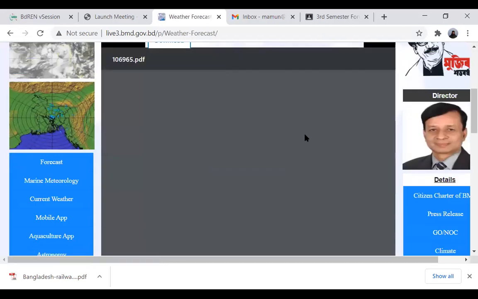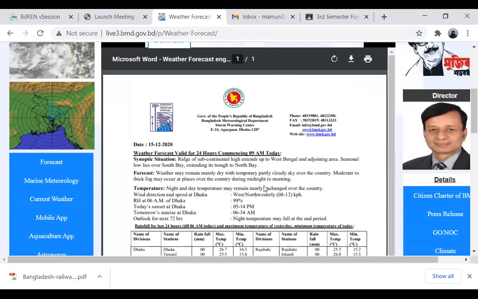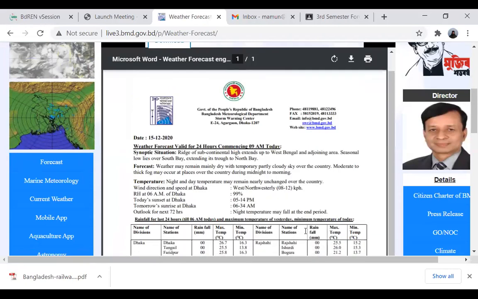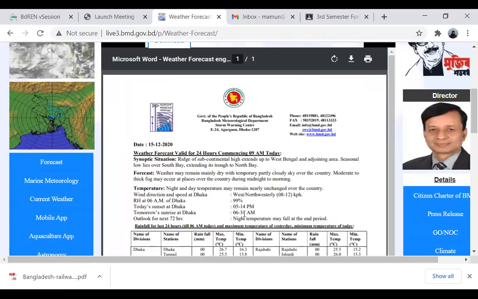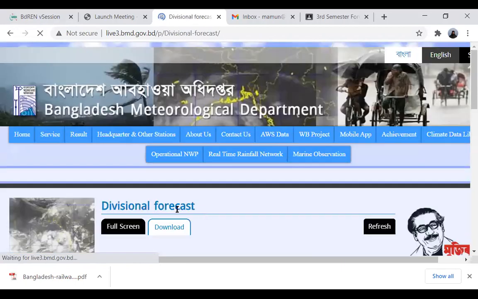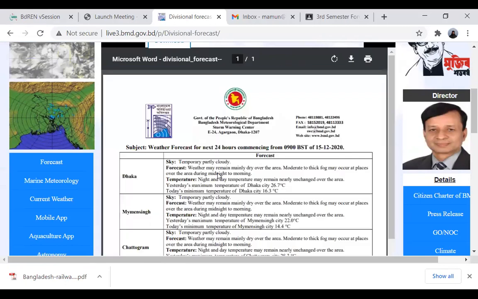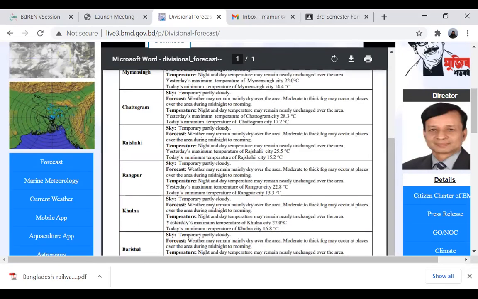So the weather forecast tells us about the total condition of the country in a descriptive way, and they also give some numbers. Okay, you see the forecast, and then these are the numbers. So if you want to know this, you have to read this and make your understanding clear. If you want to know some divisional forecast, this is in much more detail for each of the divisions.